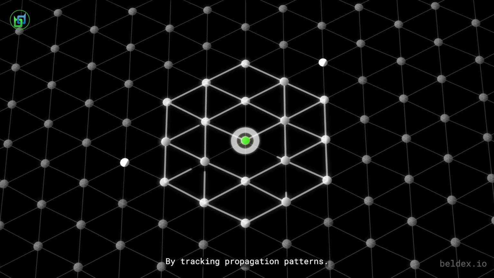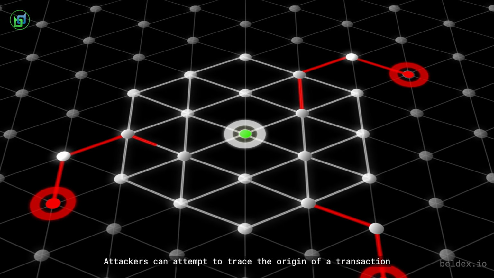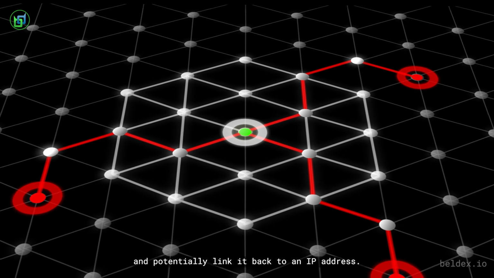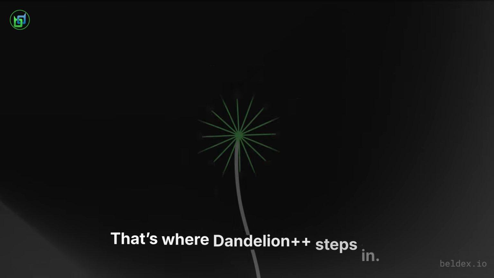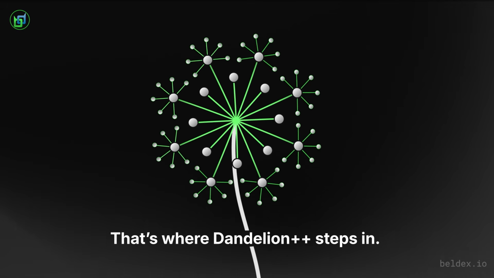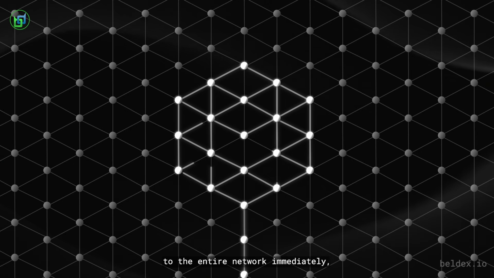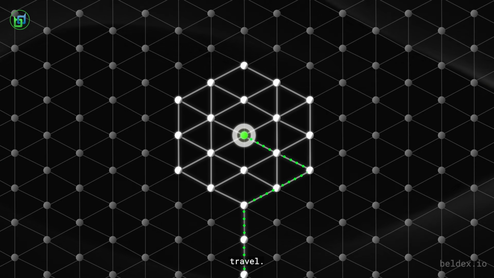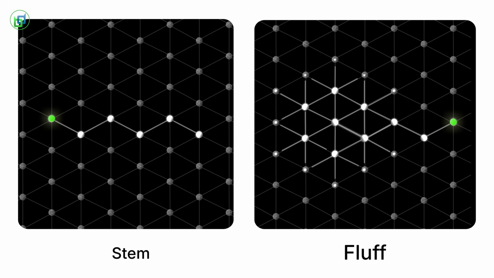By tracking propagation patterns, attackers can attempt to trace the origin of a transaction and potentially link it back to an IP address. That's where Dandelion++ steps in. Instead of broadcasting a transaction to the entire network immediately, Dandelion++ changes how transactions travel. It introduces two phases, stem and fluff.